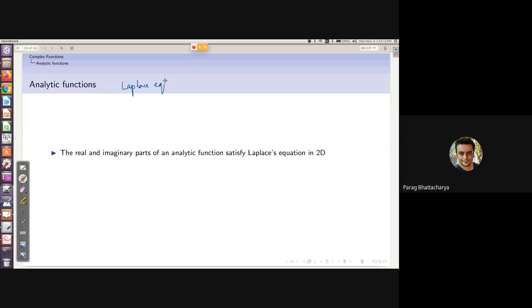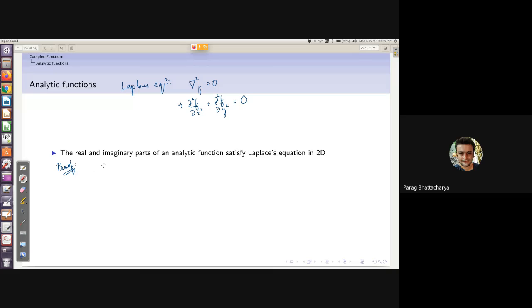The Laplace equation is basically the Laplacian of f equal to 0. And the Laplacian is ∂²f/∂x² plus ∂²f/∂y², because it's 2-dimensional, so only 2 partial derivatives, no z. So this is equal to 0. What it's saying is that the real and imaginary parts of an analytic function satisfy the Laplace equation.